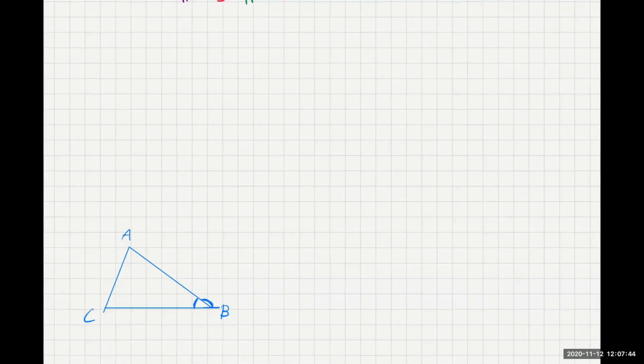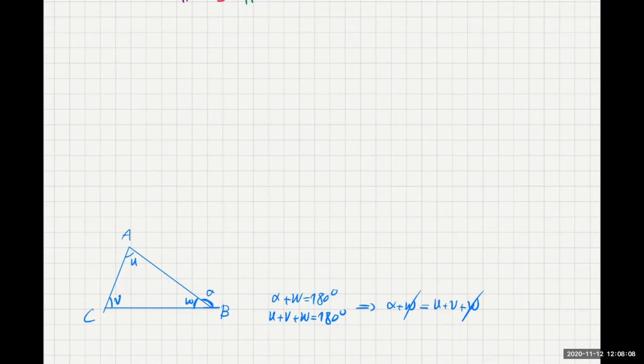So if I call this one, I don't know, alpha, and then if I call this one U, V, W, it's clear that alpha plus W is 180. It's also clear that U plus V plus W is 180. So it means that alpha plus W is equal to U plus V plus W, and this W is cancelled from both sides, and then you get this conclusion that alpha is U plus V. Actually, we used this in the previous session as well.